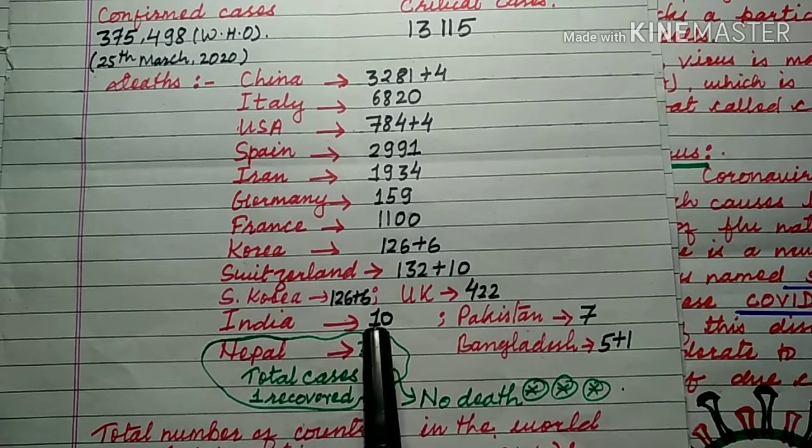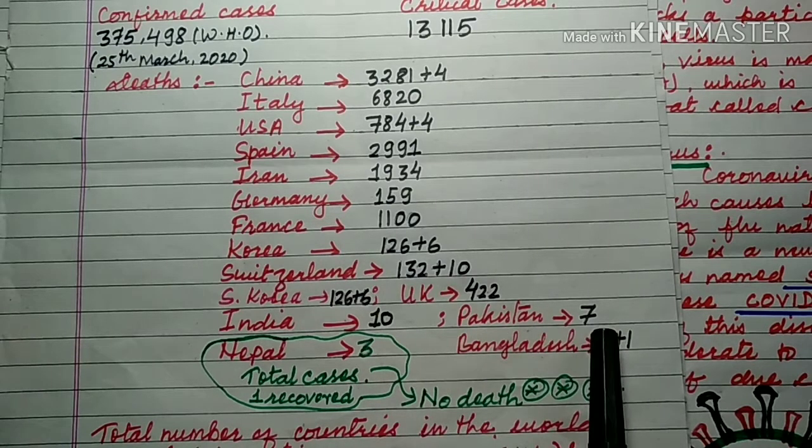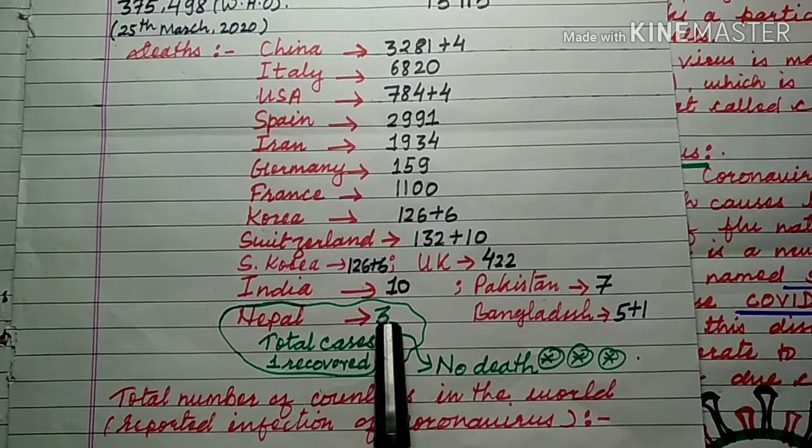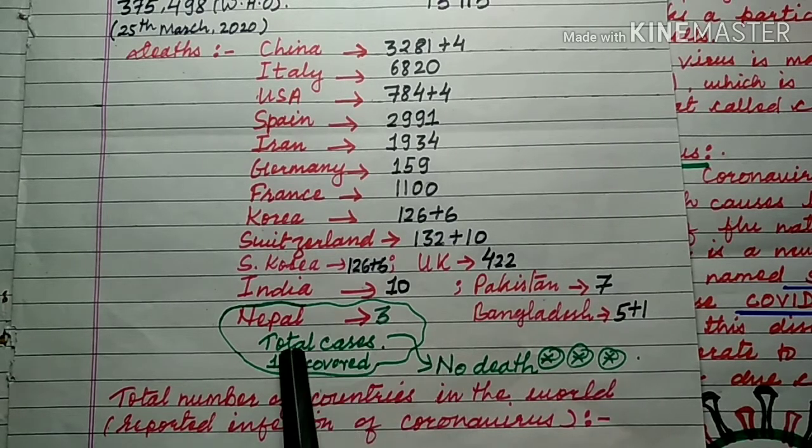UK 422. India, 10 deaths have occurred. Pakistan, 7 deaths have occurred. Bangladesh, 5 deaths, and 1 death has been recorded recently. In Nepal, 3 reported cases. Among 3, 1 has already recovered, and no deaths occurred so far. There are no deaths in Nepal due to coronavirus.